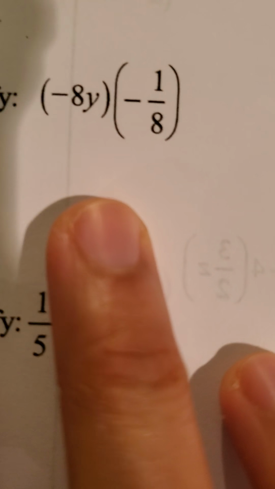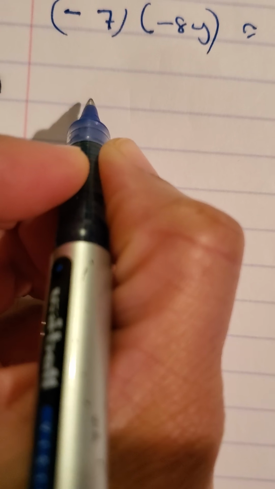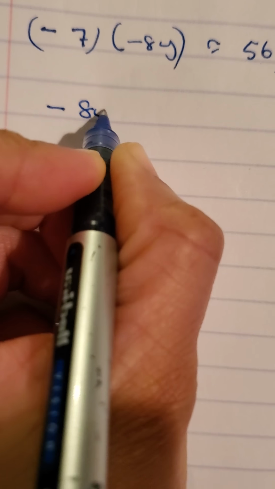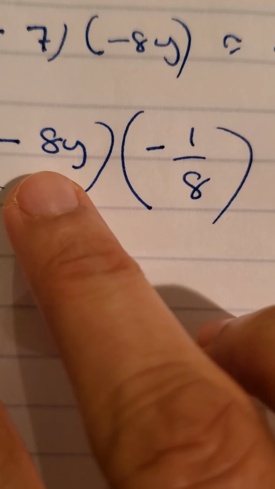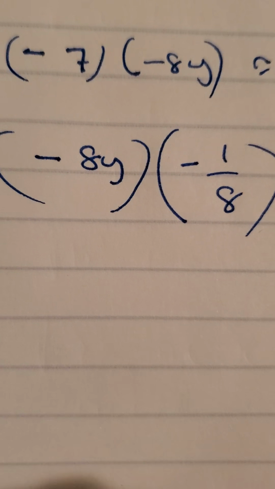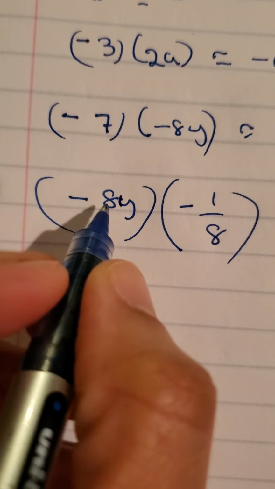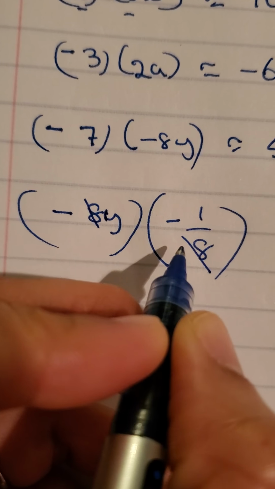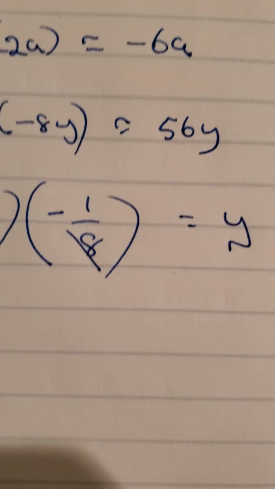Let's do another one. Here we go. Here we have negative 8y times negative 1 over 8. It's the inverse. That's why they were showing you those properties so you can apply them. So it's negative 8 times its inverse. And what we learn is that whenever you have a factor times its inverse, it's usually a 1, but then there's also another factor of y there. So a negative times a negative is a positive, and 1 times y is good old y, right?